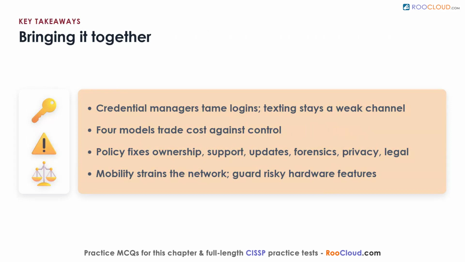So let's bring it together. Credential managers tame the flood of logins, while text messaging stays a weak channel to keep sensitive data out of. The 4 deployment models trade cost against control, from bring your own device up to business only. Your policy must fix data ownership, support, and updates, and address forensics, privacy, and legal exposure before trouble hits. Mobility strains your network design, and cameras, microphones, tethering, payments, and SIM cloning each need targeted caution. Wrap all of it in clear policy, and mobile devices become a managed strength rather than a standing liability.